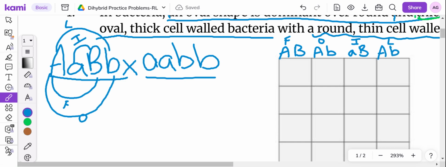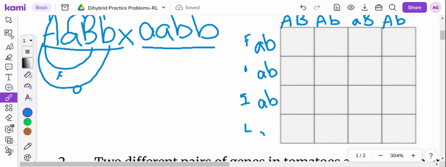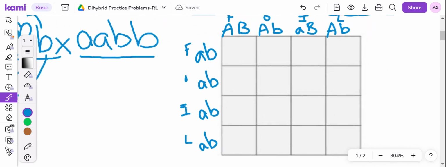Now we would do the same thing with our second parent down the side of our Punnett square. So I'm going to write the letters here, F, O, I, L. But if you notice, our second parent is all homozygous, so the only possible combination of alleles we have for that is little a, little b. So we're going to have the same all the way down the side here. But if we had different alleles, we'd still do the FOIL method to figure out which alleles go where: first, outside, inside, last, just like we did with that first parent. So now all we have to do is fill in our Punnett square.